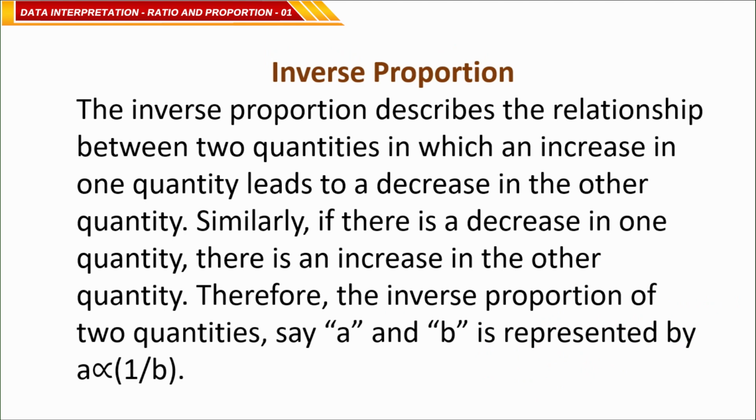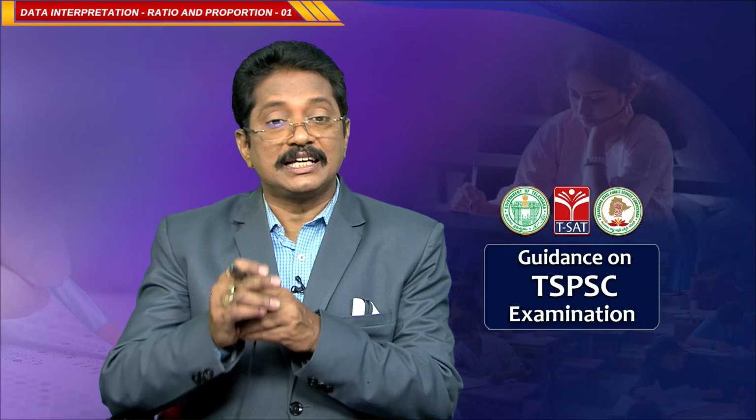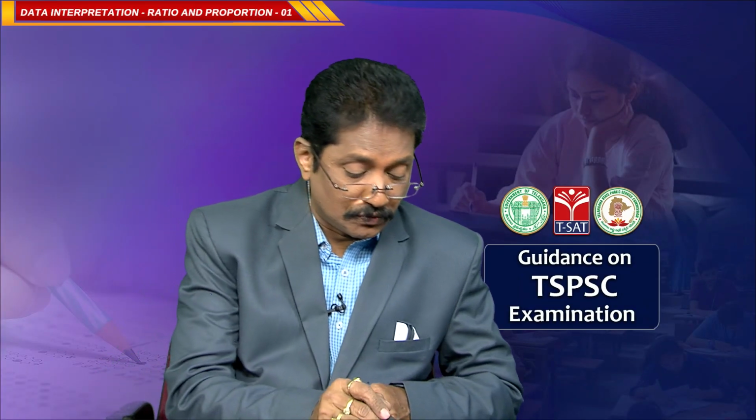Inverse proportion. Inverse proportion describes the relationship between two quantities in which an increase in one quantity leads to a decrease in the other quantity. Similarly, if there is a decrease in one quantity, there is an increase in the other quantity. So, we can say A is proportional to 1/V.